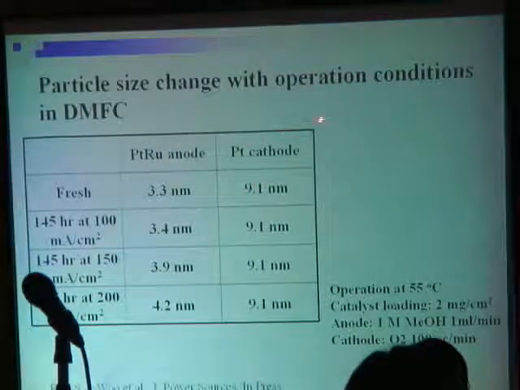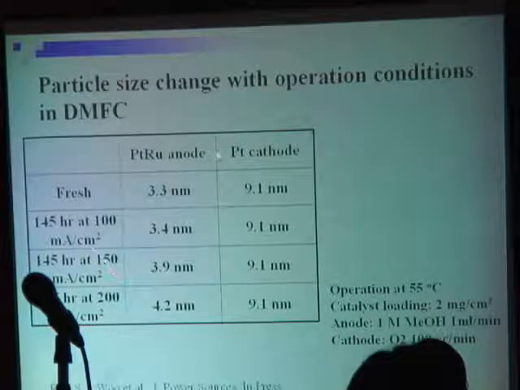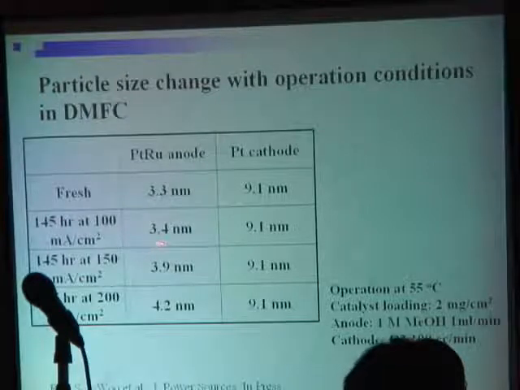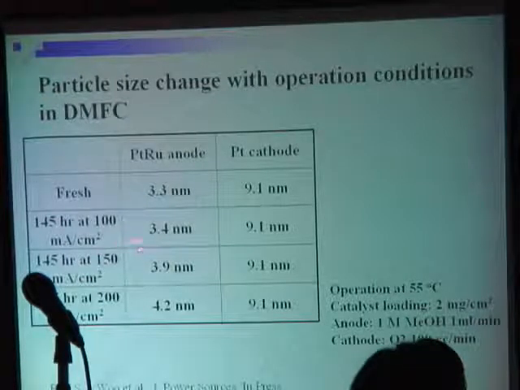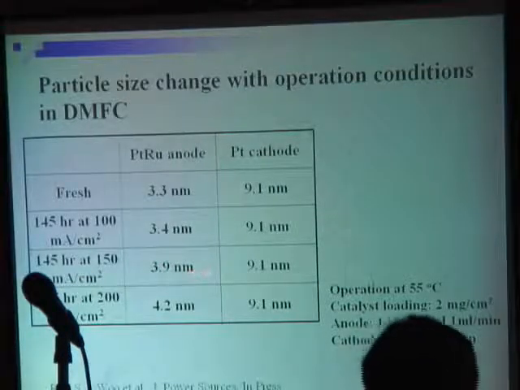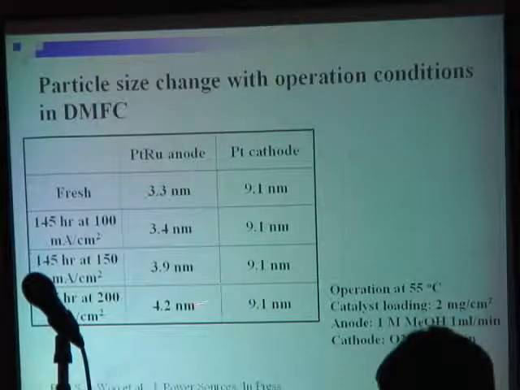Particle size changes with the operating conditions in DMFC. In our group's papers, it shows that as the fuel cell runs, at the cathode side the Pt is working as the catalyst and the particle size does not change; it remains the same. But at the anode side, no matter what the operating current density, after some hours the catalyst particle size has increased. That means there is agglomeration. So particle size effect is very useful to study.